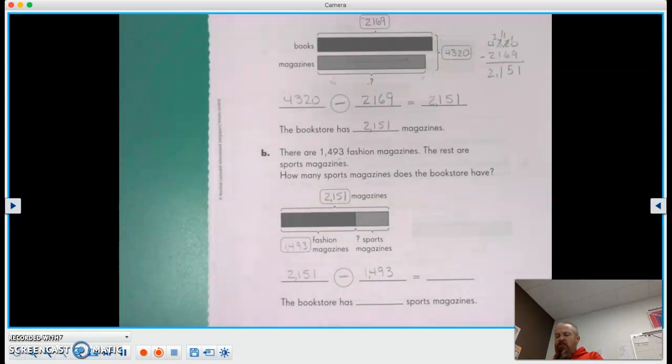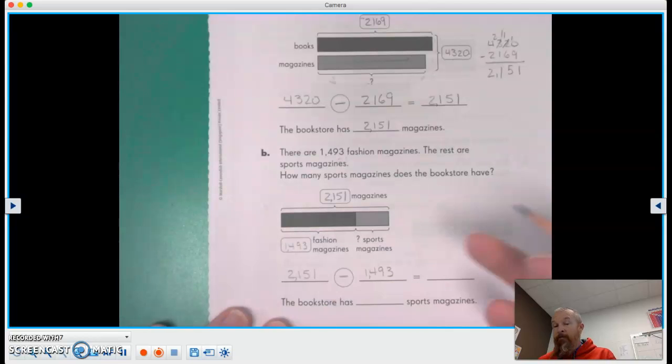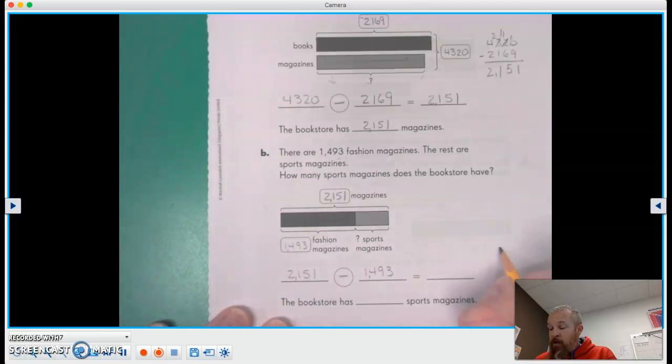When we take away our fashion magazines, that's going to give us the leftover, which is everything that is left, the sports magazines. So 2,151 minus 1,493. 1 minus 3 can't do it. Borrow from next door. 11 minus 3 is 8. Again, 4 minus 9 can't do it. We have to borrow. 14 minus 9 is 5. 0 minus 4 can't do it. 10 minus 4 is 6.